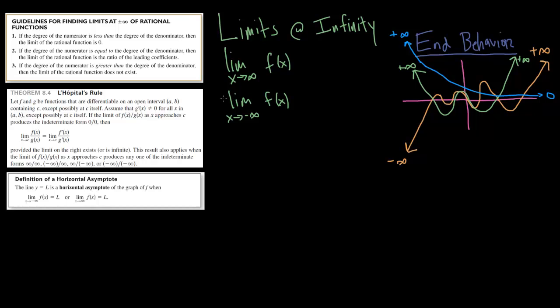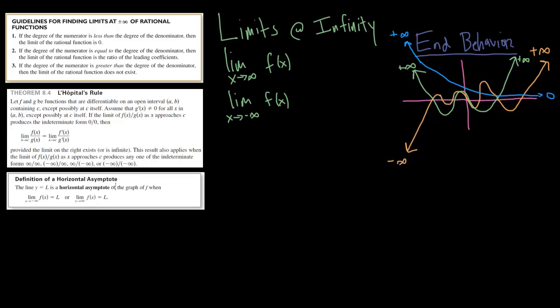So let's just look at a few basic examples. Let's start off easy, and let's see what happens. Okay, let me back up just a little bit. First of all, let's just look at this definition of a horizontal asymptote, because a lot of times, the way you do find a horizontal asymptote is by looking at these limits at infinity.